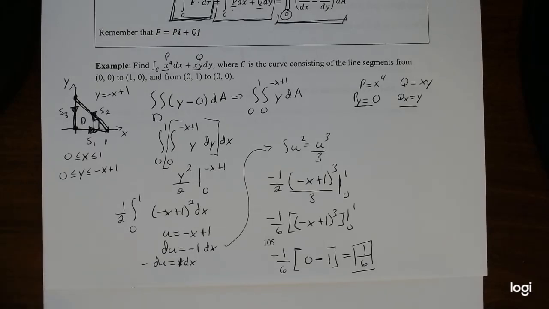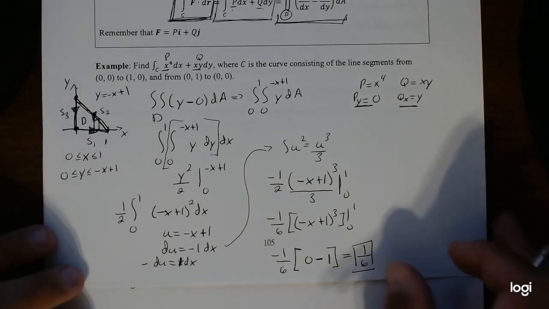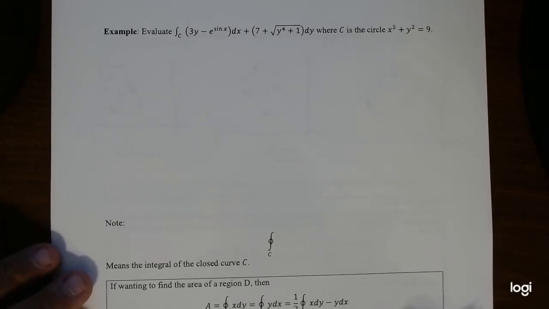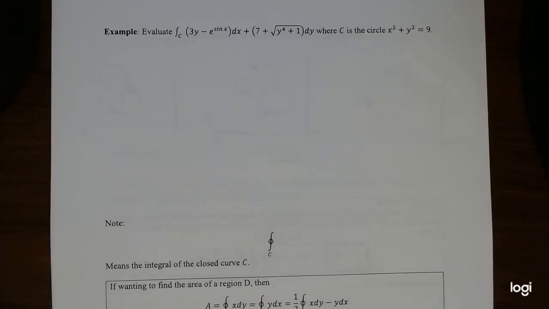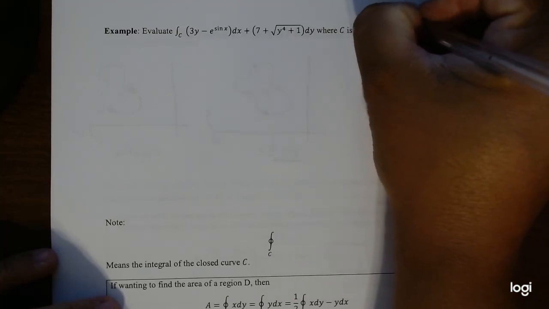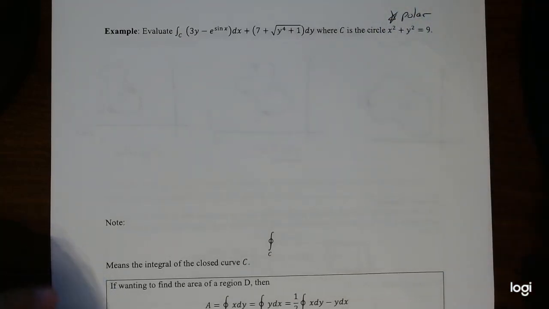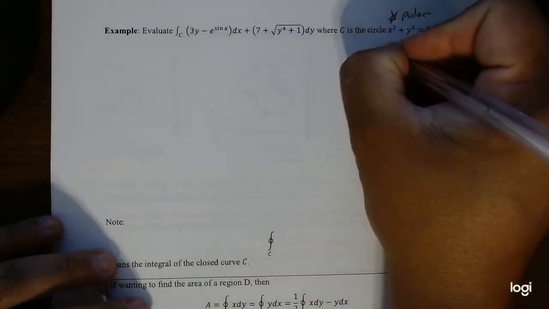Let's try another example using the same process, something that looks very complicated to do now. We want to find the line integral of this, where C is the circle x squared plus y squared equals 9. Right off the bat, hopefully you notice we're probably going to go into polar because we have x squared plus y squared. But before then, we'll just break it down.